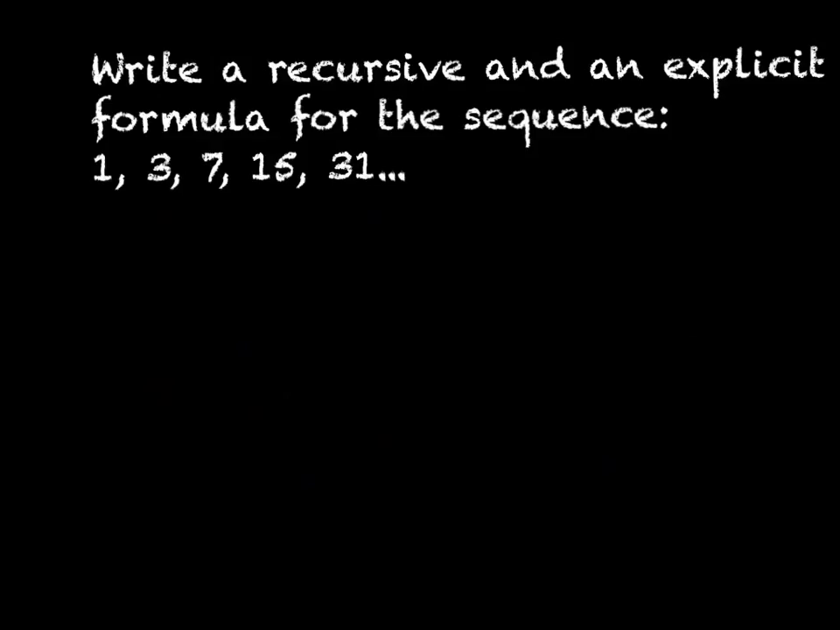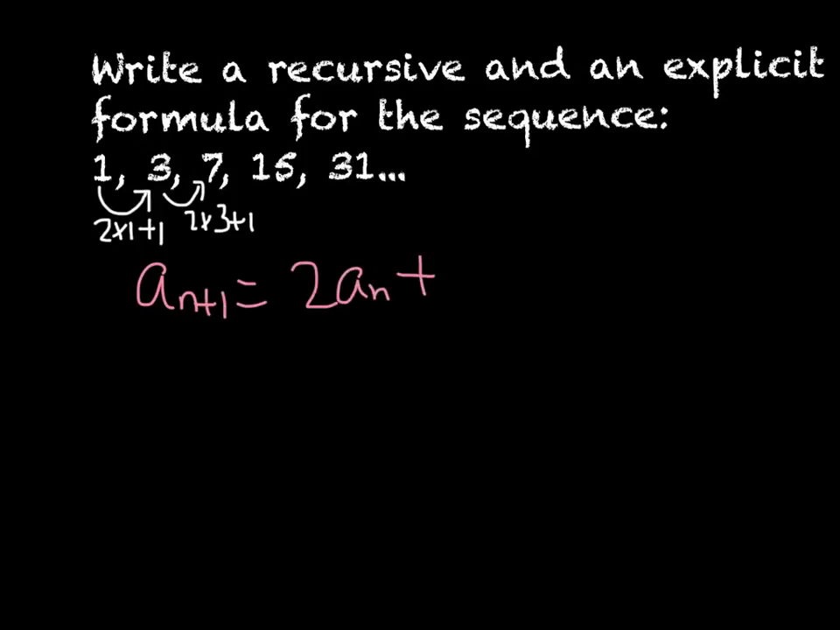Write a recursive and an explicit formula for the sequence. I'll begin with recursive because that's a bit easier. If we look carefully at each of the terms, we see that it is equal to 2 times the previous term plus 1. So that means that we can write as our recursive formula a(n+1) equals 2 times an plus 1 for n greater than or equal to 1, and a1 equals 1.